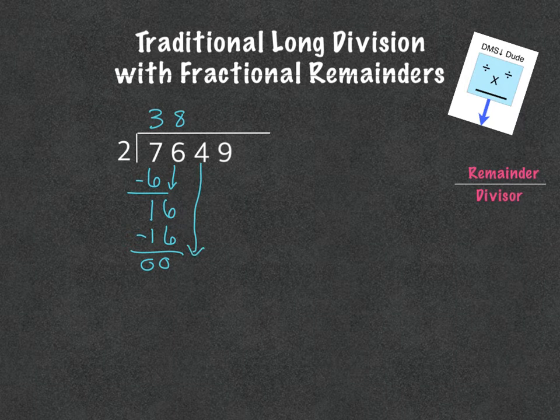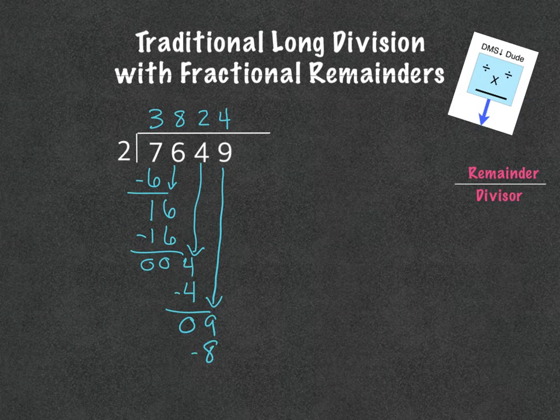Bring down my 4. How many times does 2 go into 4? It goes in twice. 2 times 2 is 4. Subtract and I get 0. Bring down my 9. 2 goes into 9 how many times? 4 times. 2 times 4 is 8. Subtract and I get 1. So normally what I've done in the past is I've written R1, right? That's my remainder. It's how I'm representing my remainder in a typical format.